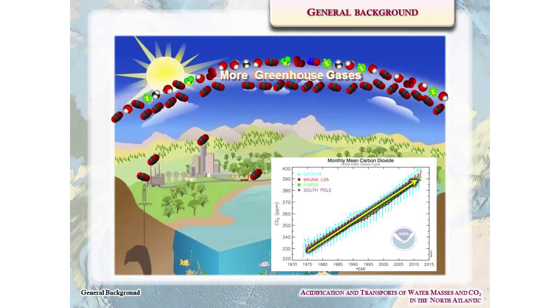When CO2 dissolves in seawater, they react and form carbonic acid, which rapidly dissociates into bicarbonate ions, which in turn can dissociate into carbonate ions. But the dissociation reaction reduces the pH of seawater.